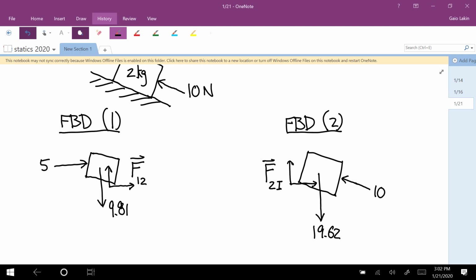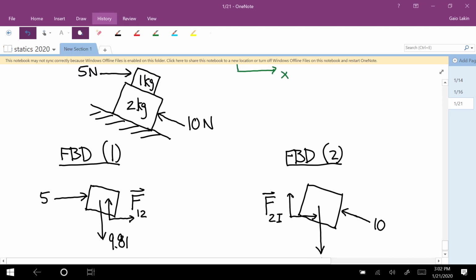is, so there's contact at the top of the 2 kilogram box. And that's a friction contact, so it's going to be like this. And I'm going to write that as the force on the 2 by the 1. And what does Newton's third law say about the relationship between the force on 2 by 1 and the force on 1 by 2? Equal and opposite. So this is equal to negative F1,2.